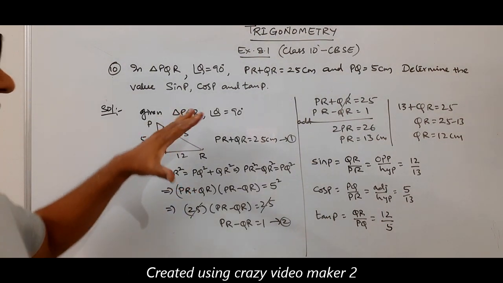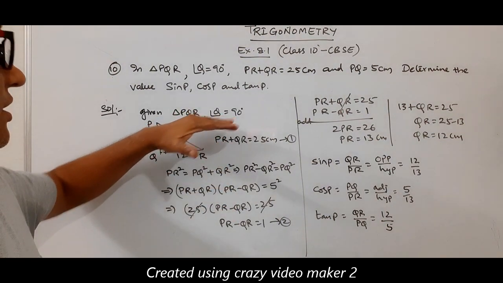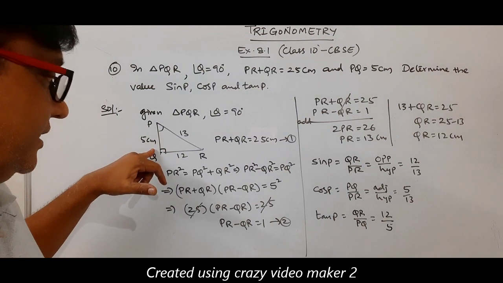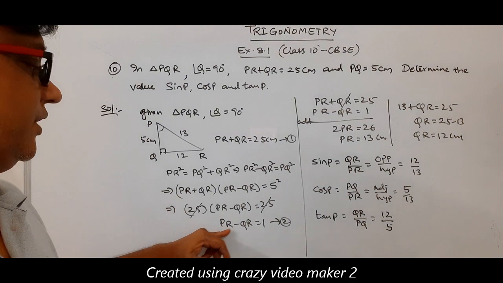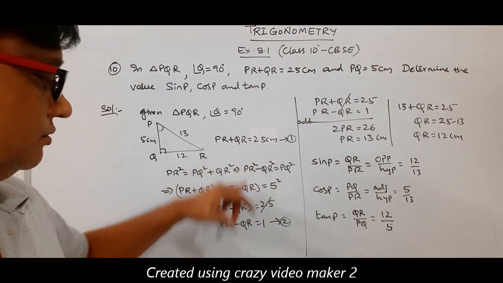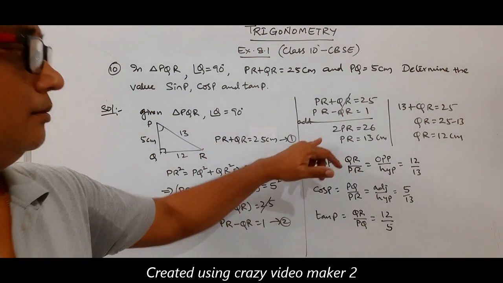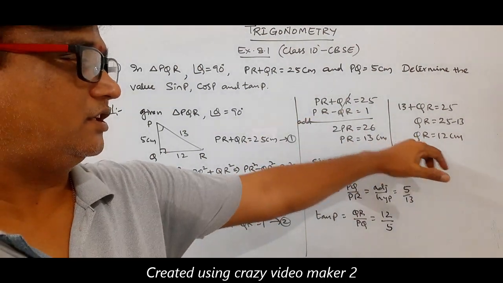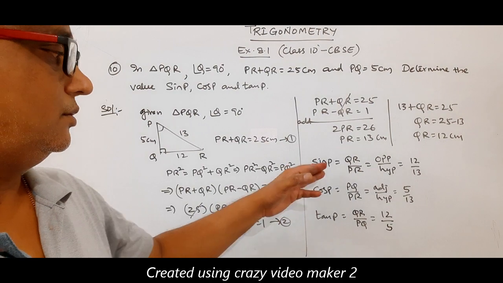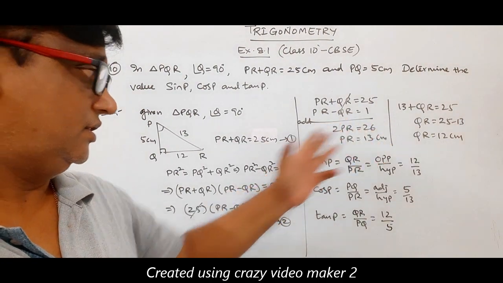So first of all, write this pattern. First you take the help of the triangle. PR plus QR is given. Next you find PR minus QR and solve these two equations. By adding, QR will be cancelled. So PR value is 13 and QR value is 12. So take the help of these three sides.